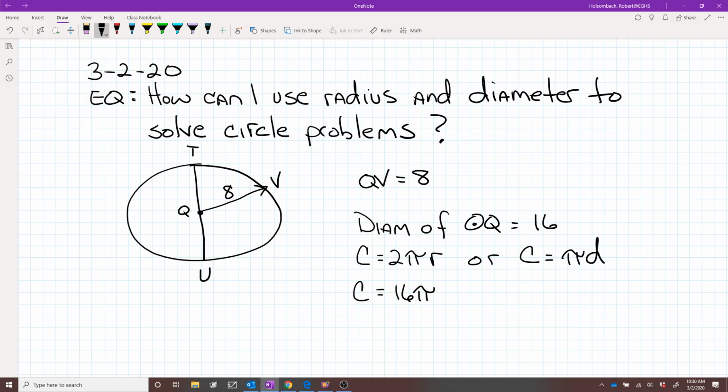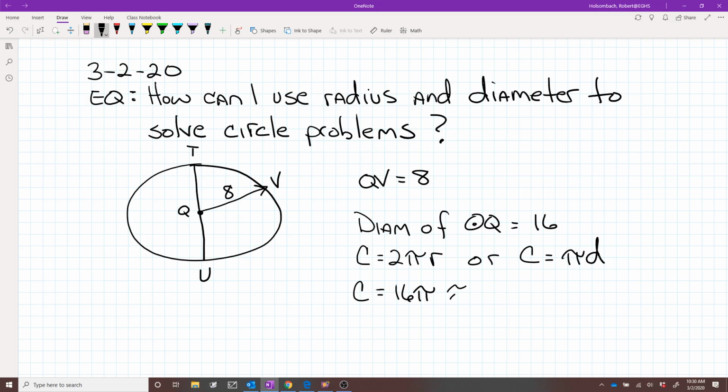Now, when you're doing these problems, please answer the question in terms of pi first, because on your quizzes sometimes it will ask for the circumference or the area in terms of pi. And when they word the question that way, in terms of pi means that the pi symbol is in your final answer.